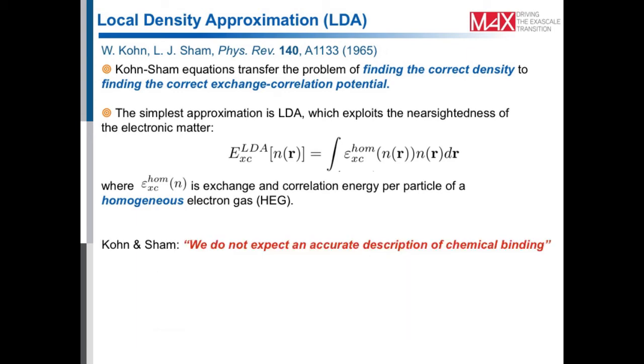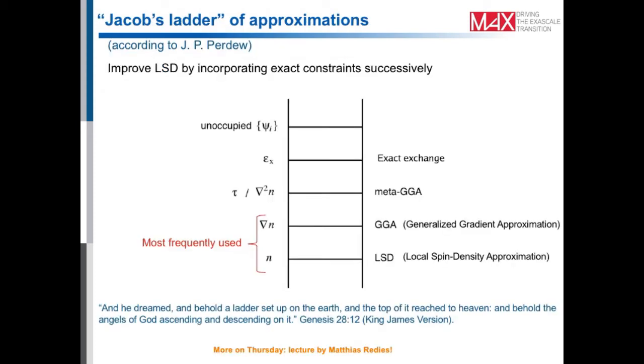Okay, it seems pretty crude as an approximation, and you cannot blame Kohn and Sham, who said we do not expect an accurate description of chemical binding. Well, this approximation has been the workhorse of DFT since basically it was established, and it is giving fairly good results. You can, of course, improve it.